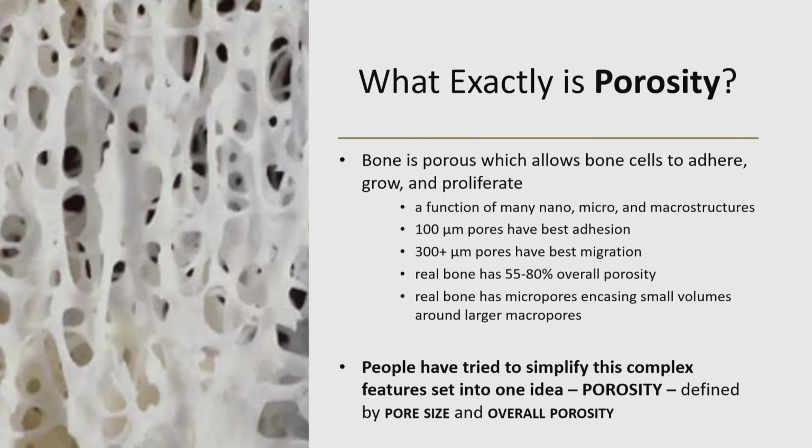Real bone has micropores that encase small volumes that are arranged in large macropores. But we have tried to simplify this complex feature set, this complex biological mechanical environment, into a simple idea called porosity, which has been easily defined as pore size and overall porosity. It's just not that simple. And that's really the main point of my talk: porosity is incredibly important. And people will say, oh, well, our graft has a pore size of 400 micrometers. And you're like, oh, that sounds good. Oh, yeah, we have an overall porosity of 85%. Well, is that really true? It's actually not that simple, is my point.